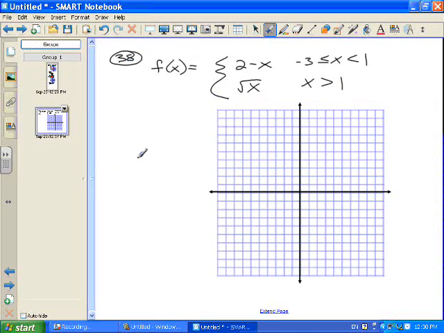This first line, or first graph, what is it? It is a line. And so let's graph it. So where will it cross the y-axis? Positive 2. What's its slope? Negative 1, so down 1 over 1. Looking on this diagonal here.